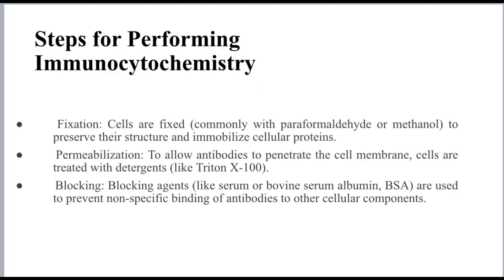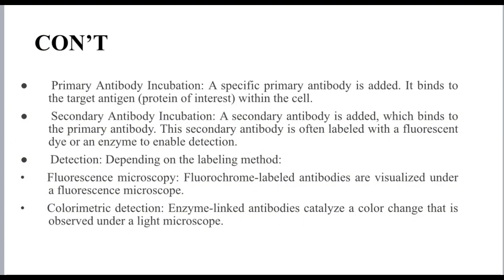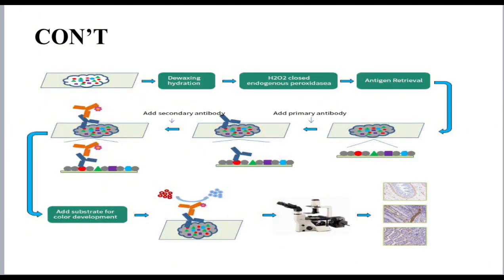There are several steps to performing immunocytochemistry. We have fixation, permeabilization, blocking, primary antibody incubation, secondary antibody incubation, and detection. Then how are these steps performed? We are going to show you. First of all, fixation.